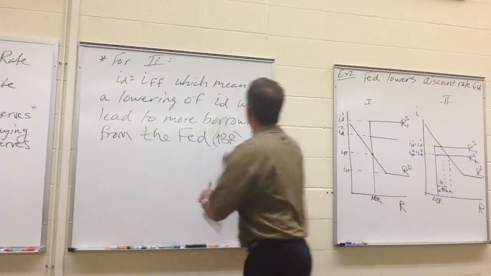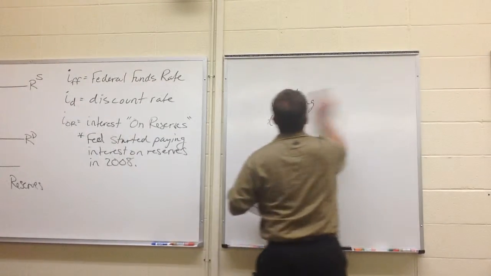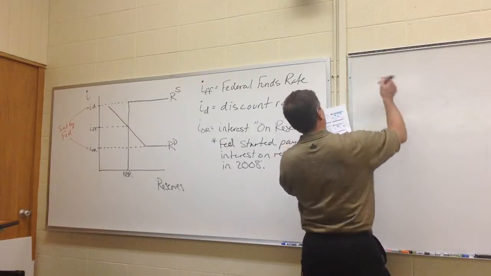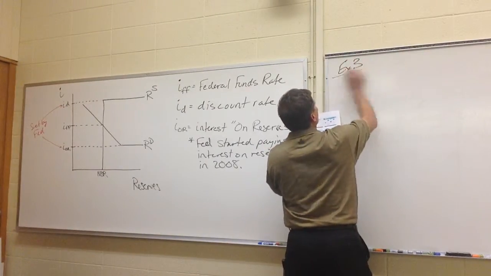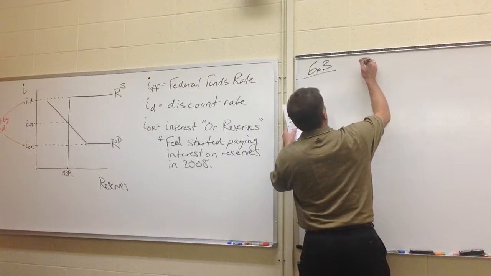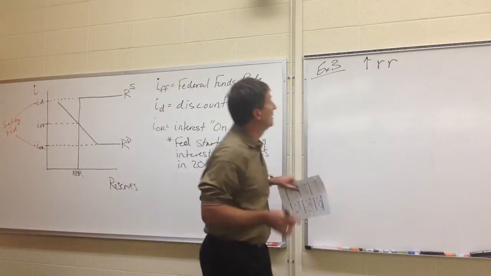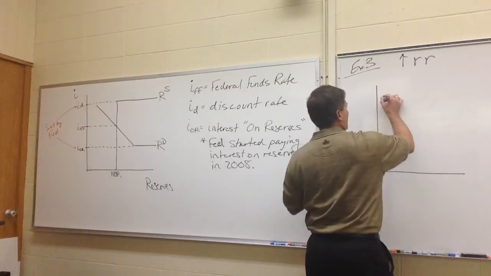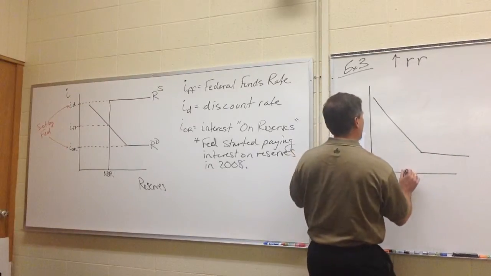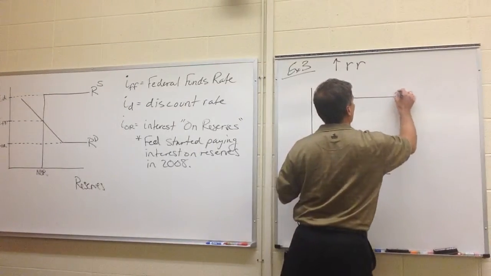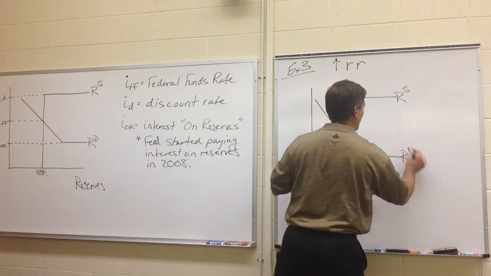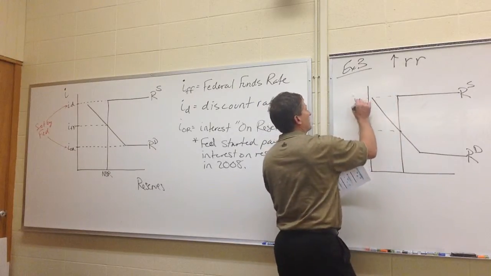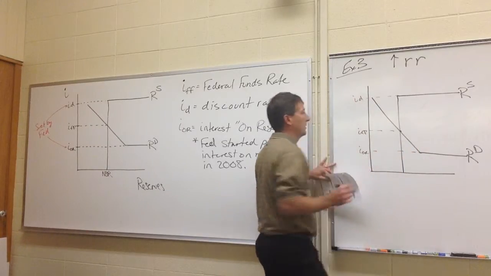Reserve requirements. So, change in example number 3. We are going to increase RR, an increase in the required reserves. So we'll start in our middle section here. Federal funds rate, discount rate, interest on reserves.